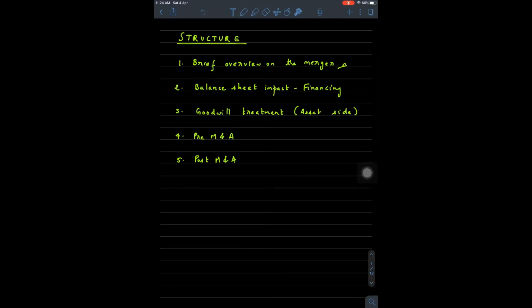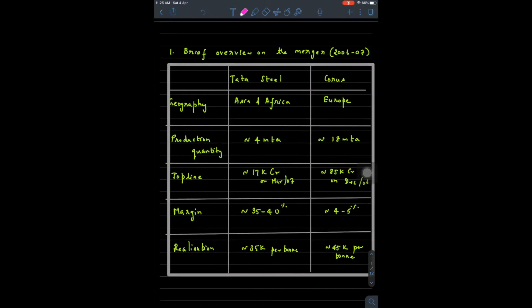I've spaced this into 5 parts. We'll start with the overview of the transaction for part 1 and then move on to the balance sheet analysis, both the liability and asset side, which will form part 2 and 3. And then we'll look at the transaction pre and post acquisition, after which we'll wind up with conclusionary remarks. Hope that sounds good. Let's move on to part 1.